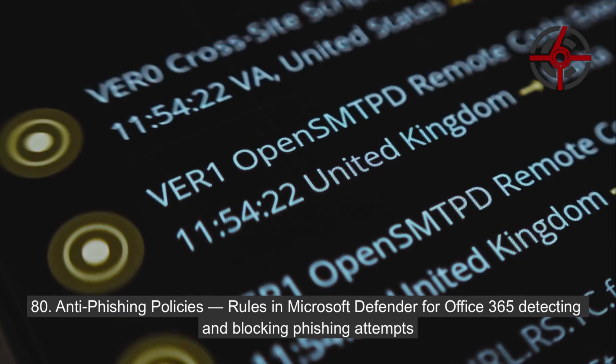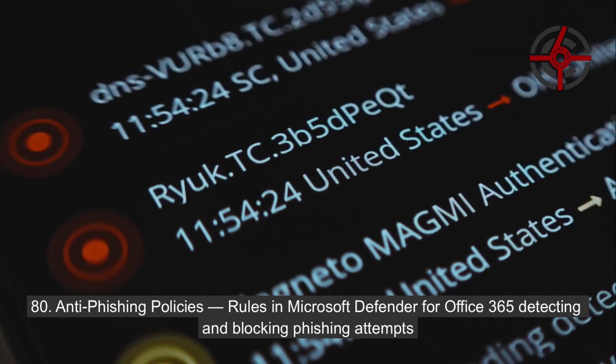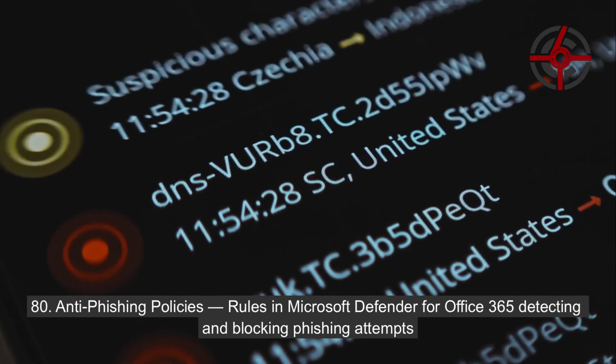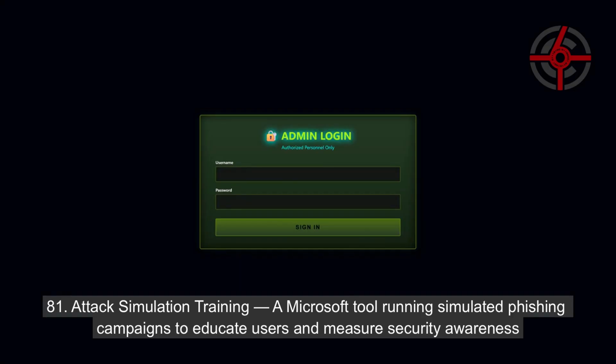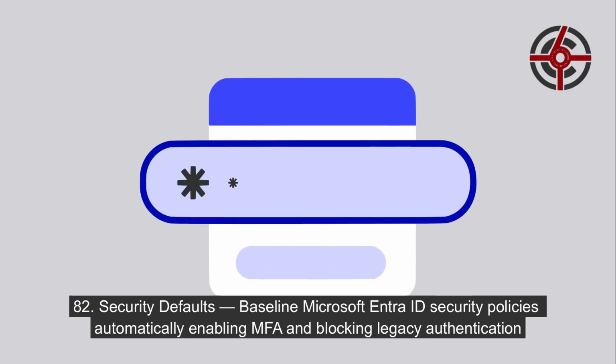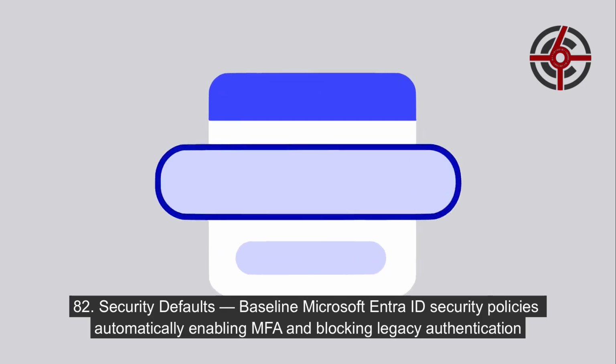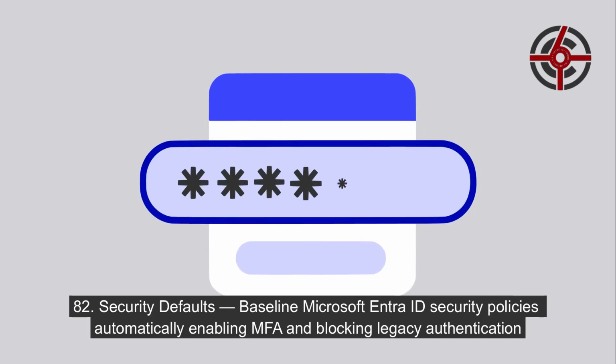80. Anti-phishing policies, rules in Microsoft Defender for Office 365 detecting and blocking phishing attempts. 81. Attack simulation training, a Microsoft tool running simulated phishing campaigns to educate users and measure security awareness. 82. Security defaults, baseline Microsoft Entra ID security policies automatically enabling MFA and blocking legacy authentication.